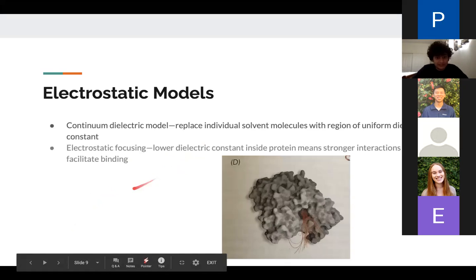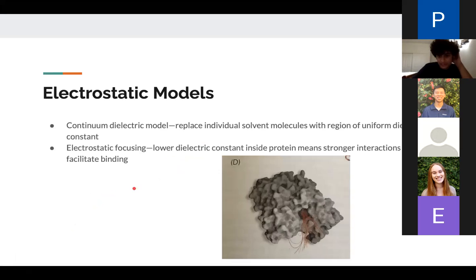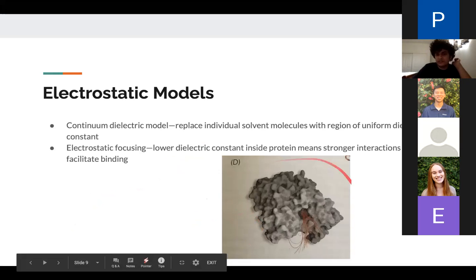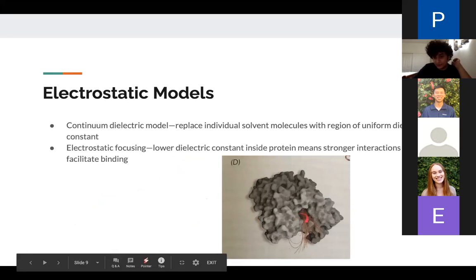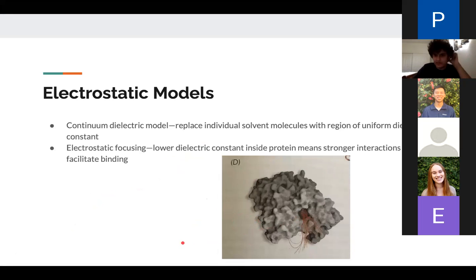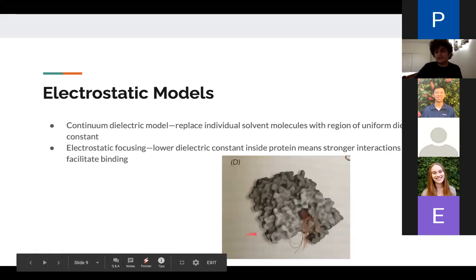From that model, we can study something called electrostatic focusing, where if we say water, which for this picture is outside of this protein, has a dielectric constant of 80, and inside the protein it's about 2 to 4, we'll find that there are stronger interactions because there's less of an energy decrease. So that can facilitate something like binding. This basically acts like a funnel near, I believe it's an active site that was shown in your book. Basically, it'll funnel an inhibitor or a substrate into this site. So that's what we get from using this dielectric model. Just think of it like a funnel.